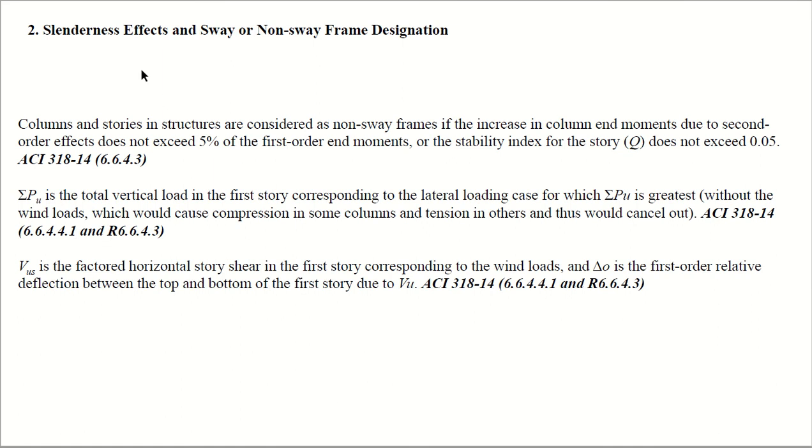So the second step is checking slenderness effect and sway or non-sway frame designation. Columns and stories in structures are considered as non-sway frame if the increase in column end moments due to second order effect does not exceed 5%. We already know this, and we learned that at the start of this lecture. The Q index, we already know that it should not exceed 0.05. It is said by ACI 318. We know all these terms.